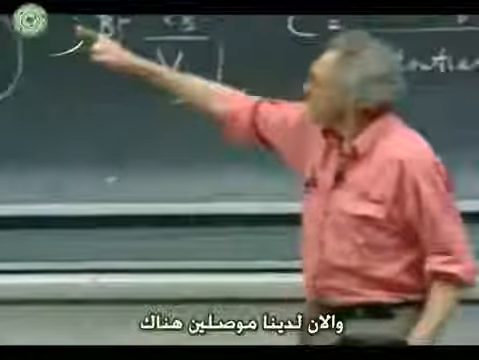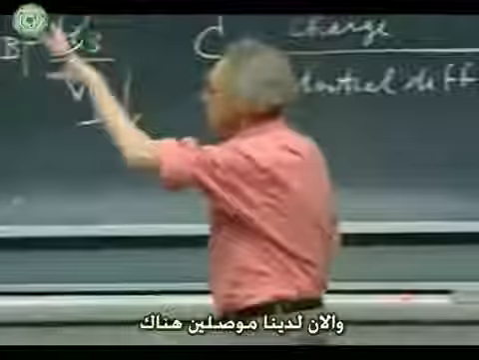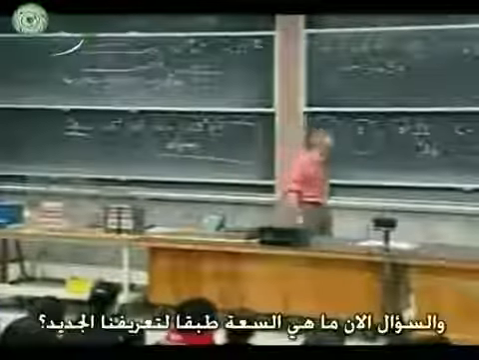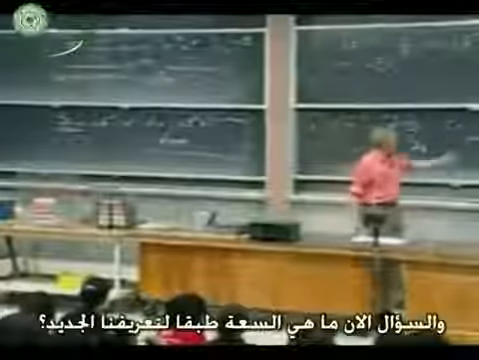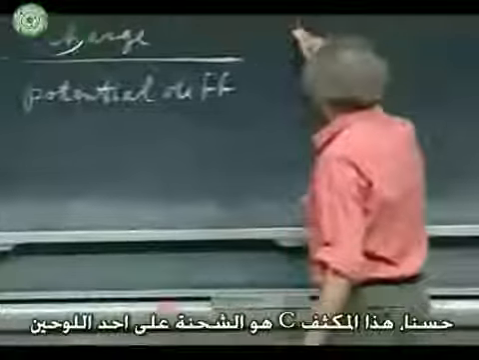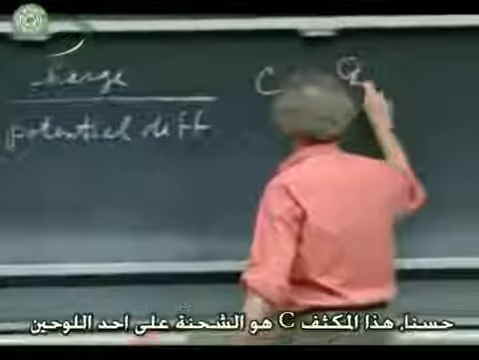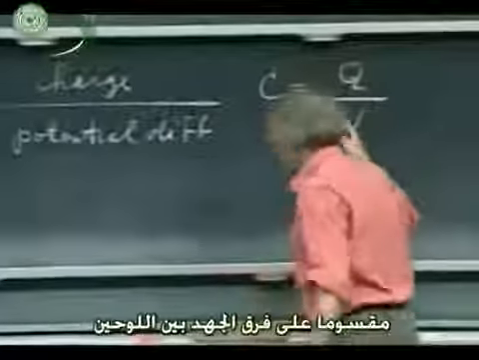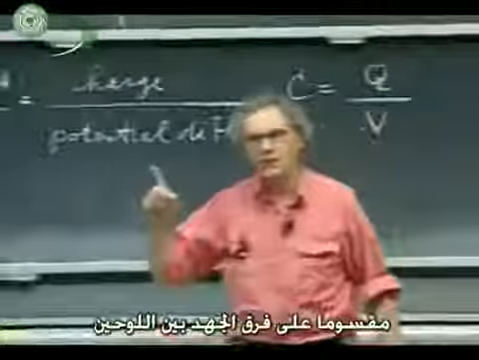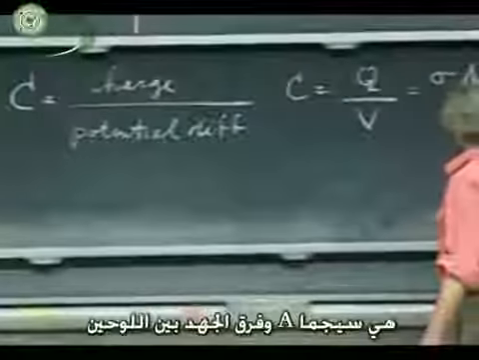Now, we have two conductors there. So if we go to these two parallel plates, the question now is, what is the capacitance, according to our new definition, of these parallel plates? Well, that capacitance C is the charge on one plate divided by the potential difference between the two plates. And the charge on one plate is sigma A.